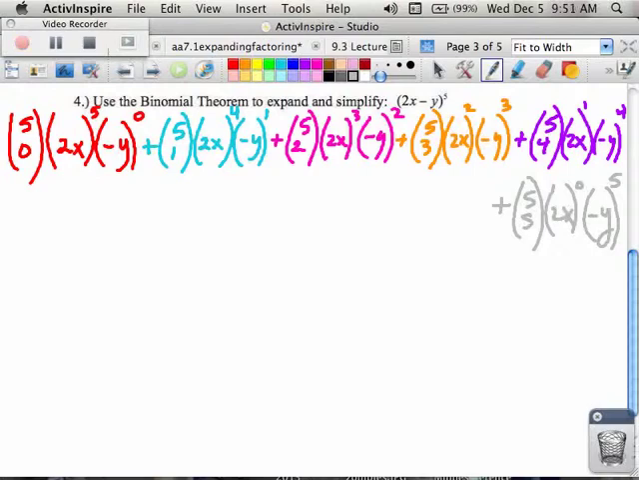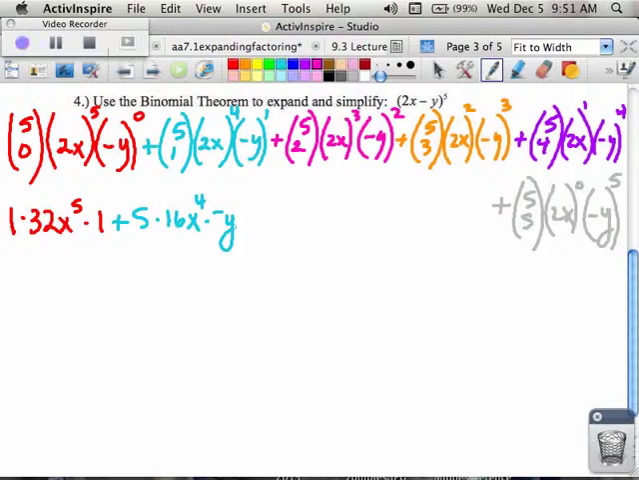Not a process really in these. So looking at the first set of information, 5 choose 0 is 1. 2 to the 5th power is 32. And then I have x5. Negative y to the 0 is 1. In the light blue, 5 choose 1 is 5. 2 to the 4th is 16, and then I have x4. Negative y to the 1 is negative y.